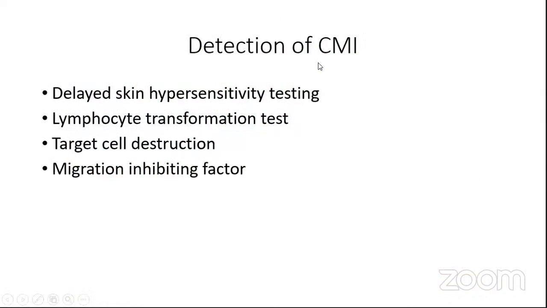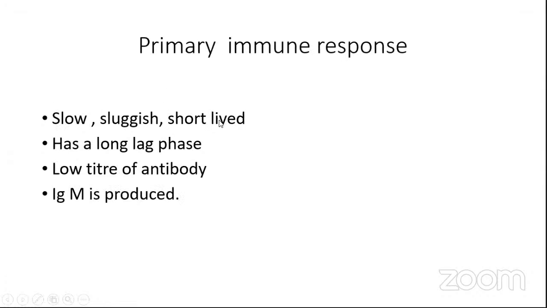So how do you detect the presence of cell mediated antibody? You can detect by doing an antibody testing, which can be done in the plasma or serum of the individual. But CMI, you can usually detect by means of delayed skin hypersensitivity testing, lymphocyte transformation test, target cell destruction, and migration inhibition factor. So these are the 4 methods by which you can detect the cell mediated immunity.